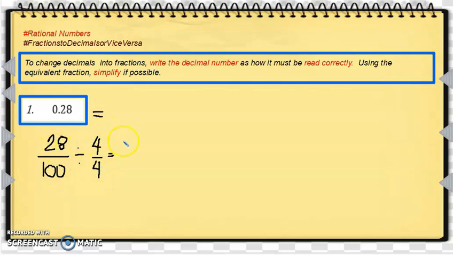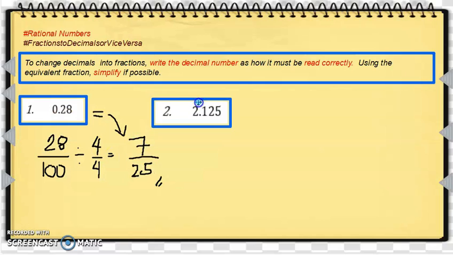So 28 divided by 4 is 7, which is a prime number. It already gives us a hint that we are about to get the simplest form already. And 100 over 4 is 25. And there you have 7 over 25 as the equivalent fraction of 28 hundredths. So there you have it. Okay? Let's now have the second one.